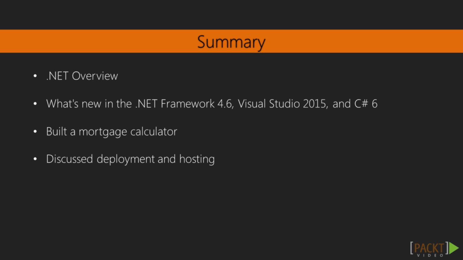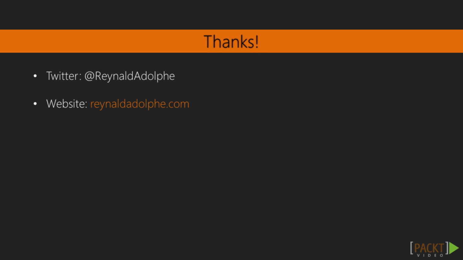So in this course, we went over quite a bit. We started off with a .NET overview and then went into some of the new features of the .NET Framework 4.6. Then we followed up with some features of Visual Studio 2015 that just came out, and then talked about what was new in C# version 6. We then created a mortgage calculator, implementing some of these new features using WPF, and then wrapped up with discussions on deployment and hosting. I hope you enjoyed the course.